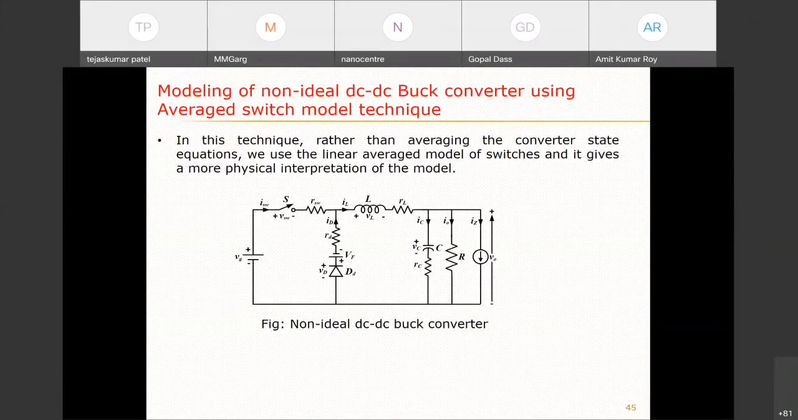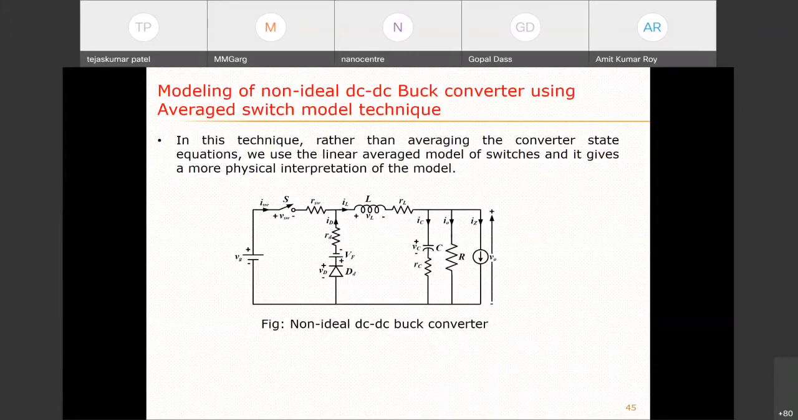So we get just these three transfer functions: output voltage with respect to other variations. That is the state space averaging technique. We could get other transfer functions, like inductor current with respect to duty cycle and any other. So now we go to the other modeling technique, that is the average switch model technique.